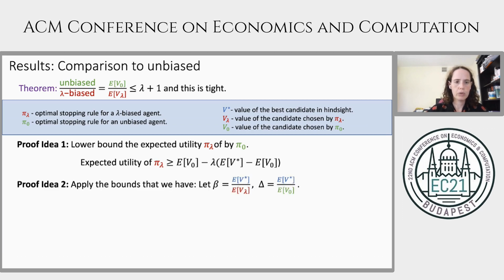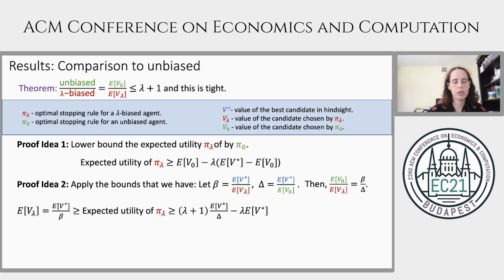The second thing we're going to do is look at the bounds that we already proved. So we denote by beta the bound between profit and biased agent, and delta the bound between profit and unbiased agent. And with this notation, what we want to get an upper bound on is beta over delta.